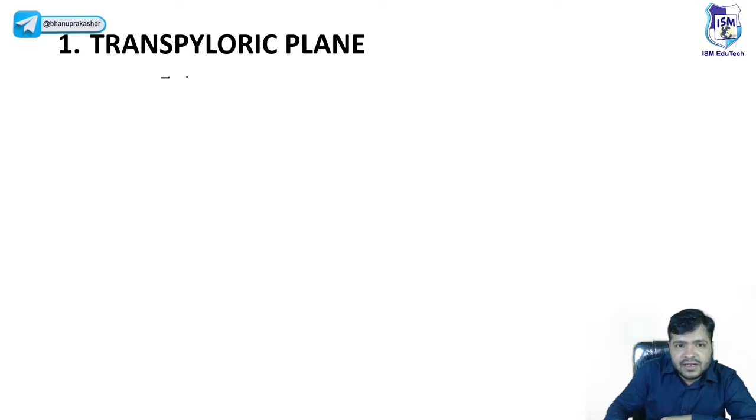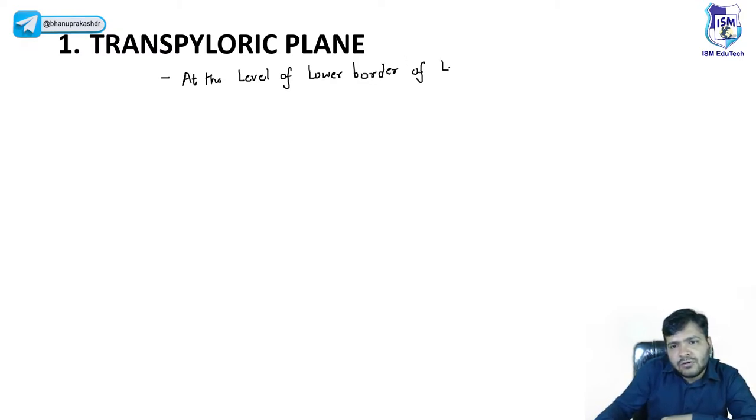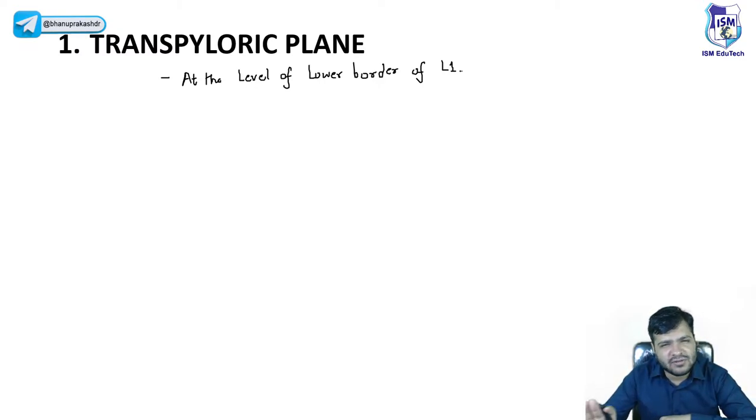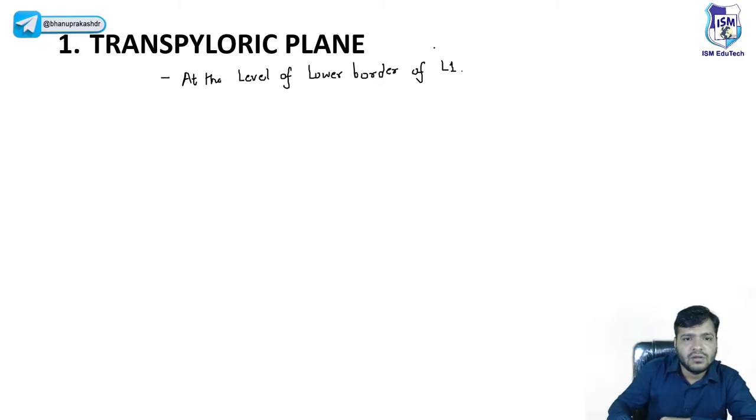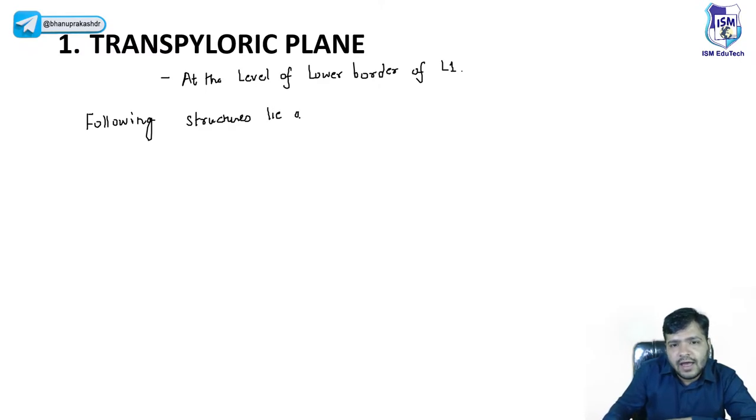Transpyloric plane basically is at the level of the lower border of L1, okay, and in some books it is written as the body of L1 also, so there is no problem regarding that, okay. अगर कुछ बुक्स में लिखा हुआ है बॉडी ऑफ L1 तो कोई दिक्कत नहीं है। So remember that the following structures lie at the transpyloric plane.